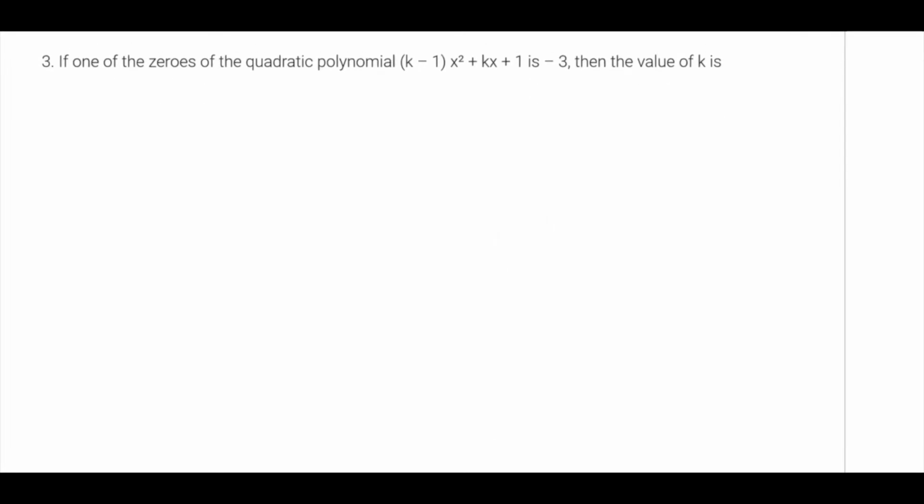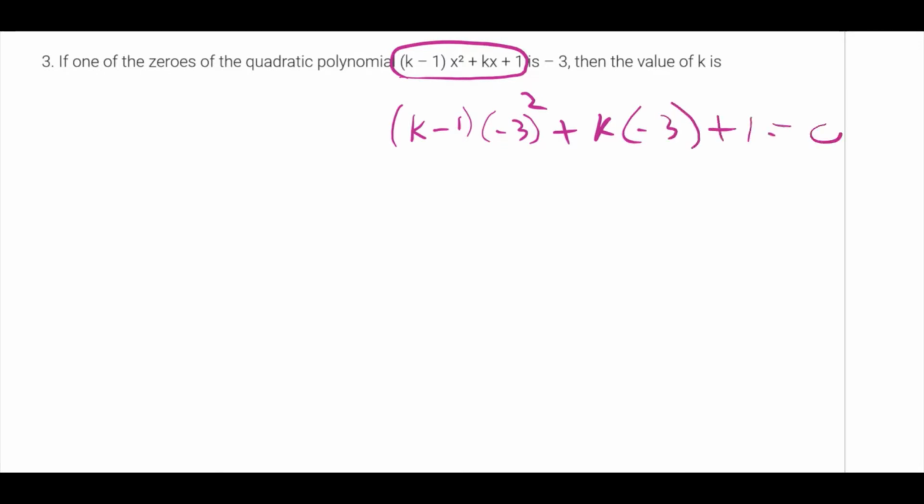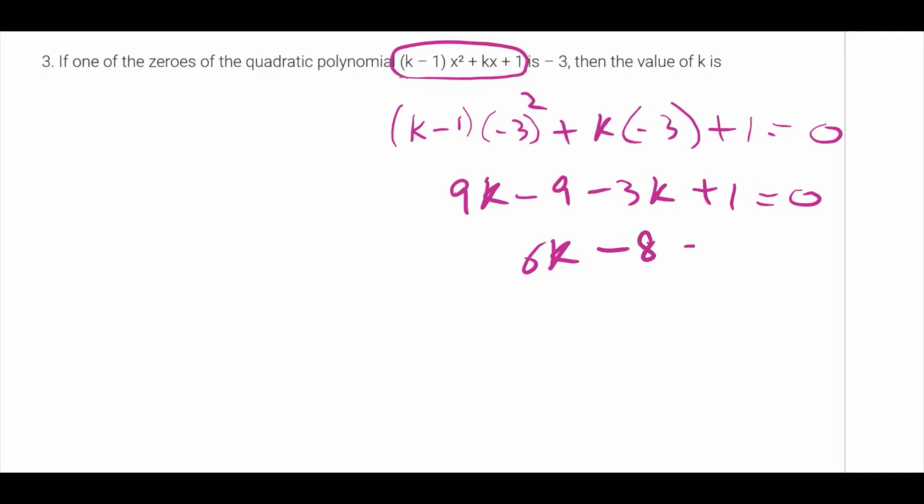Question number 3. If one of the zeros of the quadratic polynomial is minus 3, then the value of k. Substitute the value of minus 3 in the given polynomial and equate that to 0. k minus 1 into minus 3 whole square plus k into minus 3 plus 1 equals 0. This is 9k minus 9 minus 3k plus 1 equals 0. 6k minus 8 equals 0. k equals 8 by 6, which equals 4 by 3.